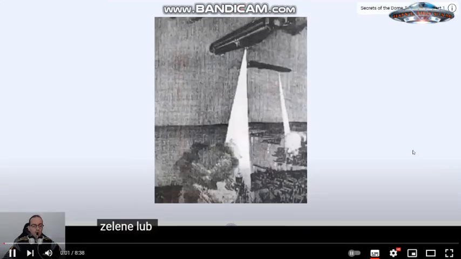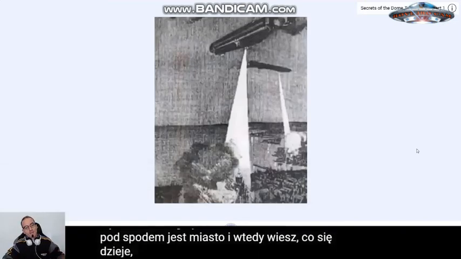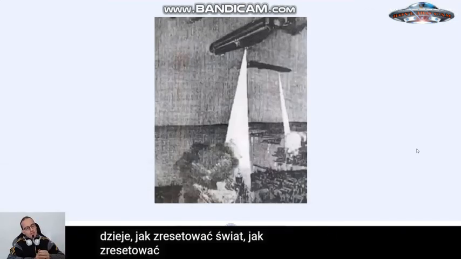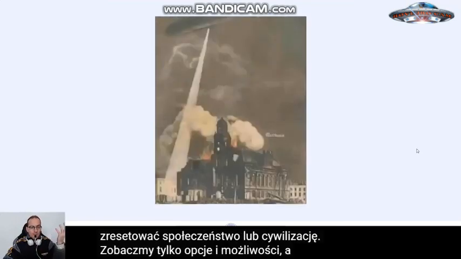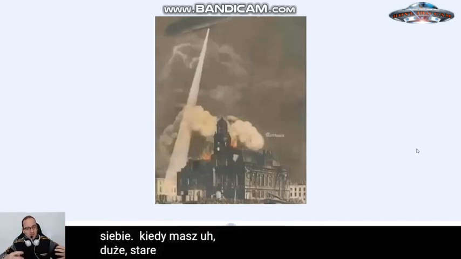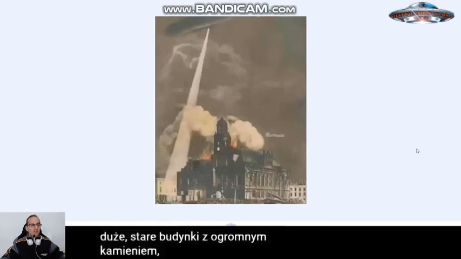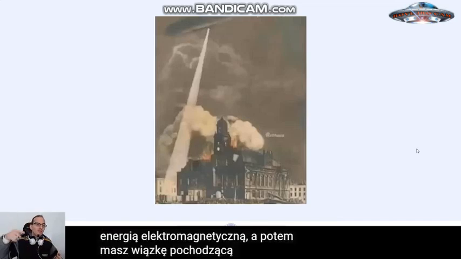Zeppelin, and there's a beam coming from it, and there's a city underneath, and then you know what happens. How to reset a world, how to reset a society or a civilization. Let's just see options and possibilities, and the pictures and the photos speak for themselves, especially when you have big old buildings with huge stone and the dome and the towers and the electromagnetic energy, and then you have a beam coming from a Zeppelin.